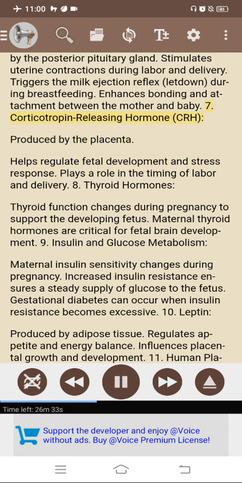7. Corticotropin-releasing hormone, CRH. Produced by the placenta. Helps regulate fetal development and stress response. Plays a role in the timing of labor and delivery. 8. Thyroid hormones. Thyroid function changes during pregnancy to support the developing fetus. Maternal thyroid hormones are critical for fetal brain development.